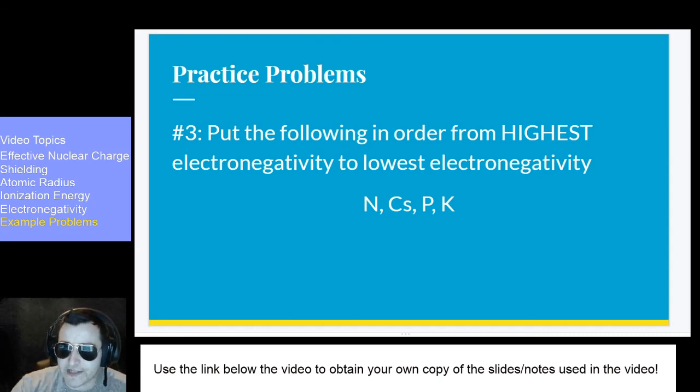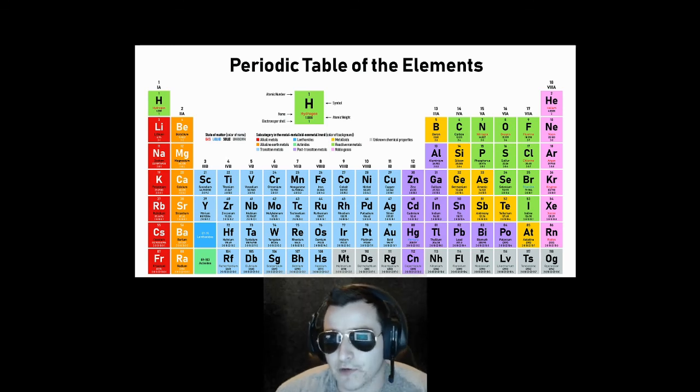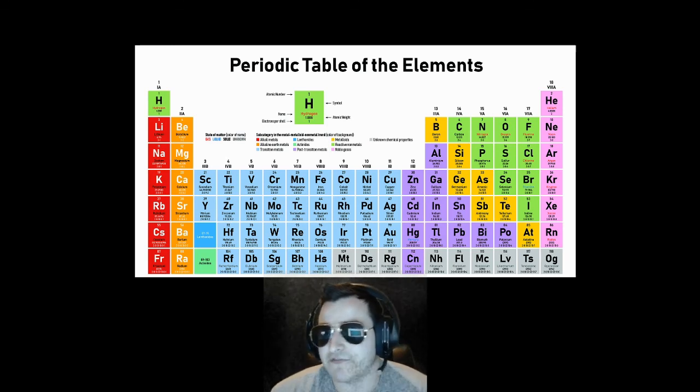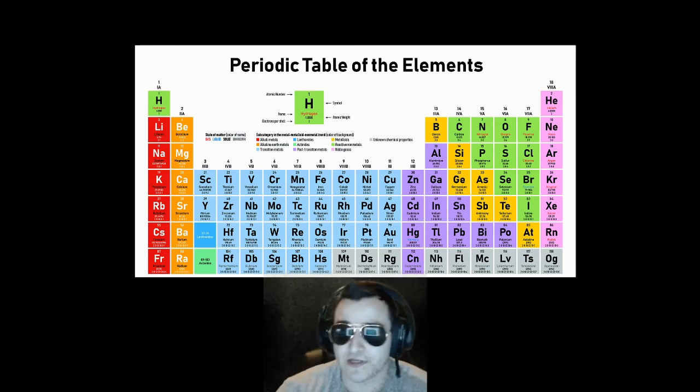We're going to see that these elements are simply in two separate families. Potassium and cesium are in one family, and nitrogen and phosphorus are in a family as well. And so the further you get from fluorine, the less electronegative you become. All we have to look at is who's the closest. And this is from highest electronegativity to lowest electronegativity.